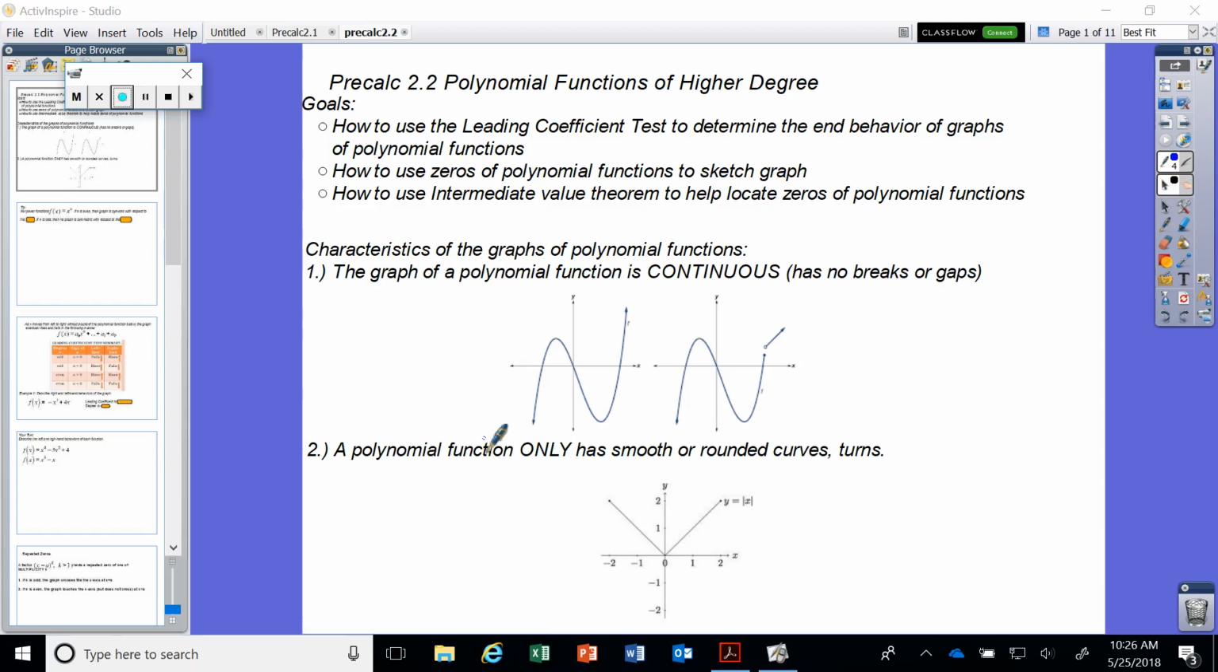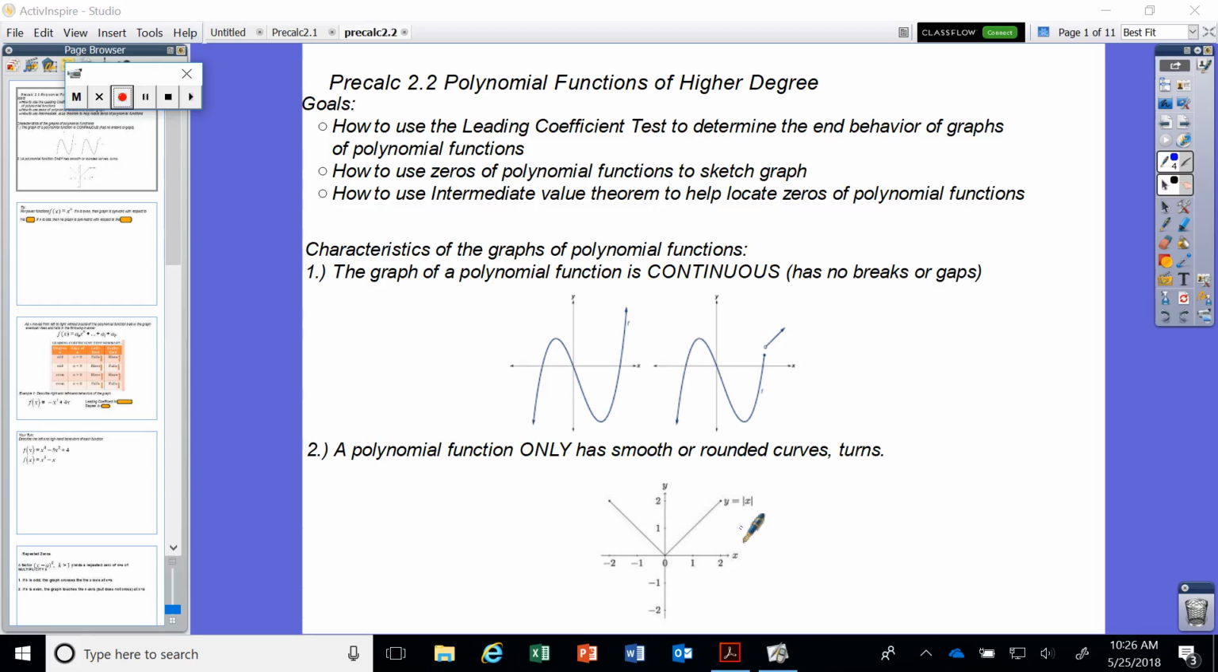The second key feature is that a polynomial function only has smooth, rounded curves and turns as it's making transitions, going concave up to concave down, or whichever the case may be. What you see down here, guys, is an example of our absolute value function, which would not be a polynomial. This is exactly what we're talking about. This corner right here shows that it is not a smooth, rounded curve, so that will not be a polynomial function.